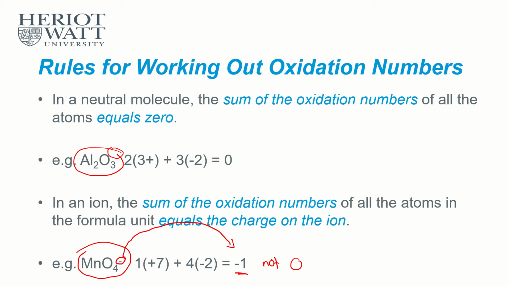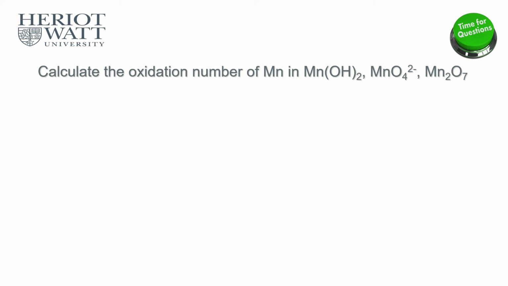Not 0, if the compound or the ion given has a charge. So you must be careful about that. Just beware of the charge for mono- or polyatomic ions. Okay, so let's do some examples. Calculate the oxidation numbers of manganese, Mn, in the following compounds. I have 3 compounds here. Let's do them one by one.